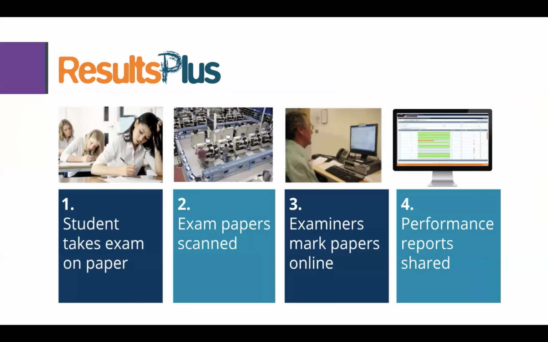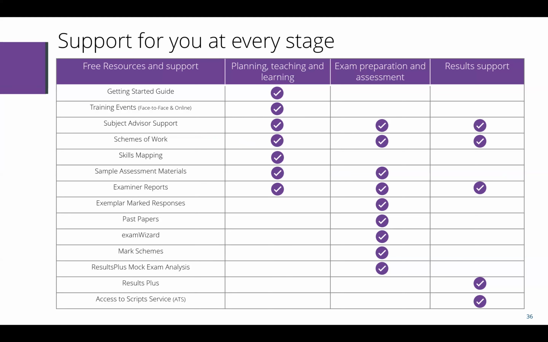I'm going to go back a little bit then, because I didn't mention all of these things. Let's go through here. I'm sure you've seen most of this. The Getting Started guide is there for you. Sometimes it's got a bit of information which might be useful to you. The training events we've talked about, and you know about them because you're here. The subject advisor support I've just told you about. The scheme of work I mentioned before, and as far as I remember, that is in Word, so you can change it. And I've just mentioned the sample assessment material, and I mentioned the examiner reports.